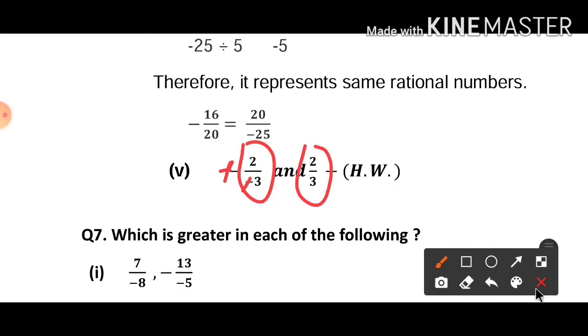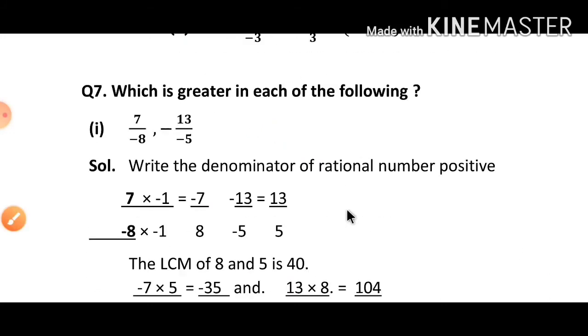Now question number 7. Which is greater in each of the following? Here you can see that we have to compare only, out of these two rational numbers, and find which one is greater. 7 by minus 8 or minus 13 by minus 15. So how to check whether they are equal or not? You can see that here neither the numerators nor the denominators are equal.